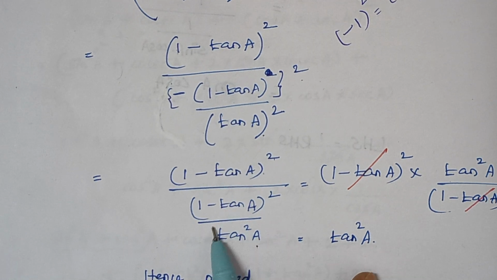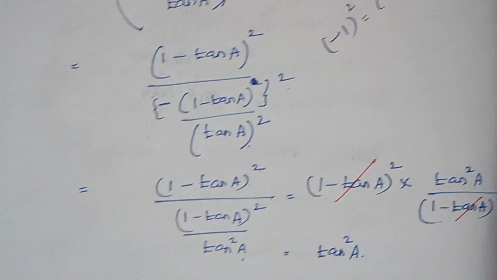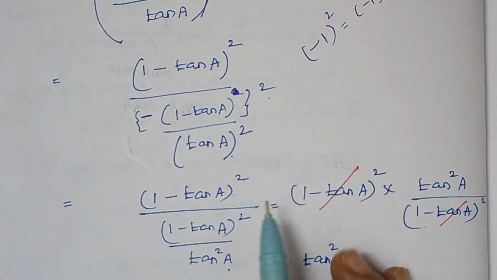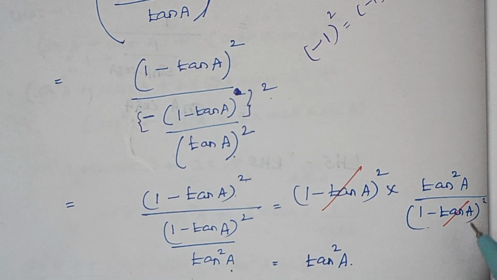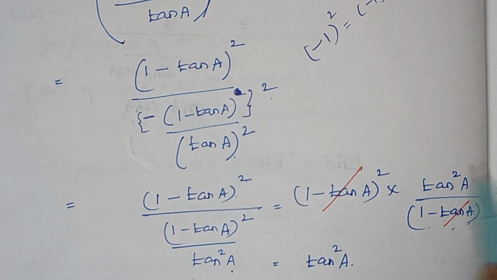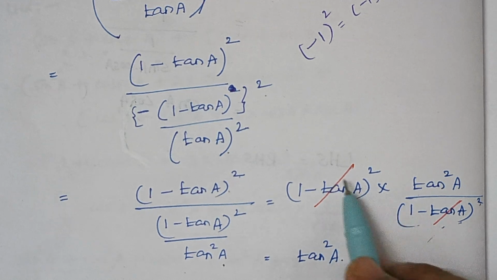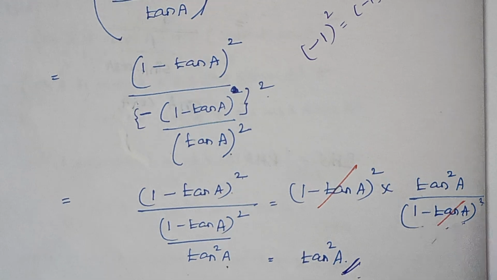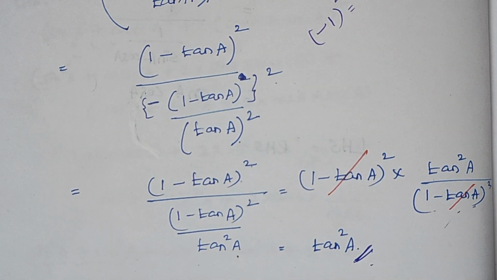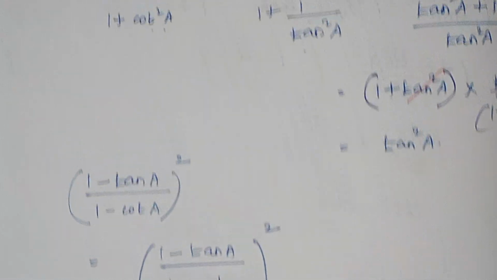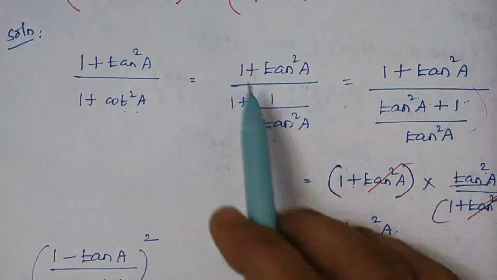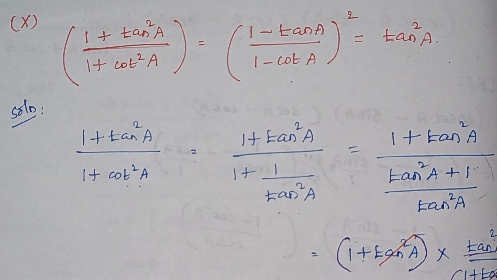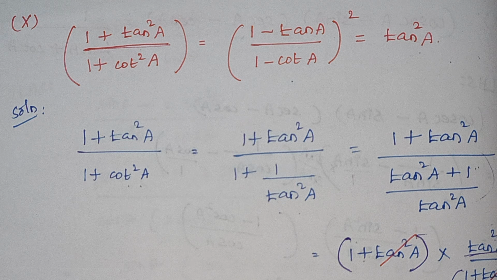Now I am moving this denominator to the numerator part, so it will appear as a reciprocal, right? So (1 minus tan A) the whole square multiplied by tan square A by (1 minus tan A) the whole square. Now these two terms get cancelled, and finally we have our tan square A, right? So this is what we actually needed to prove. Finally, we have made this first term equal to tan square A, and similarly this second term is also equal to tan square A, right?